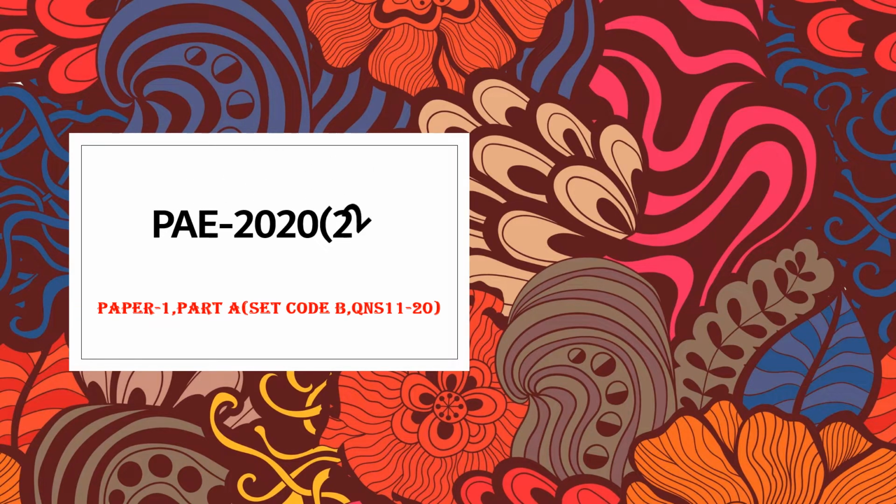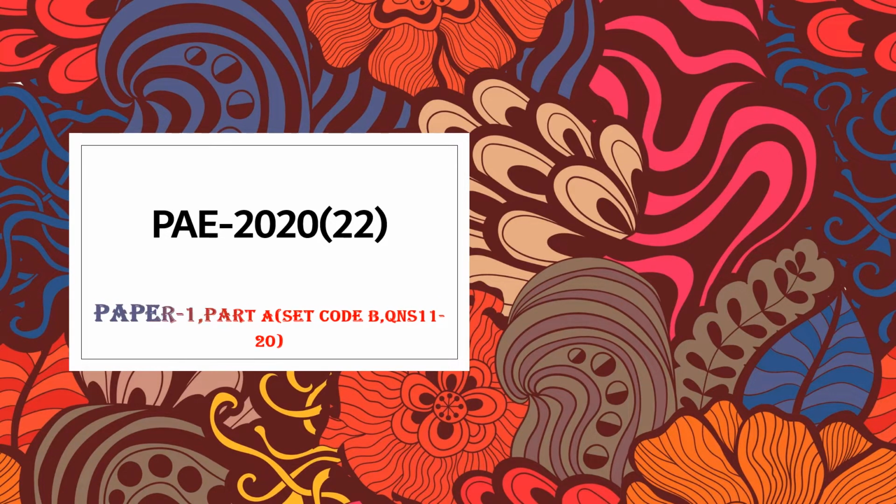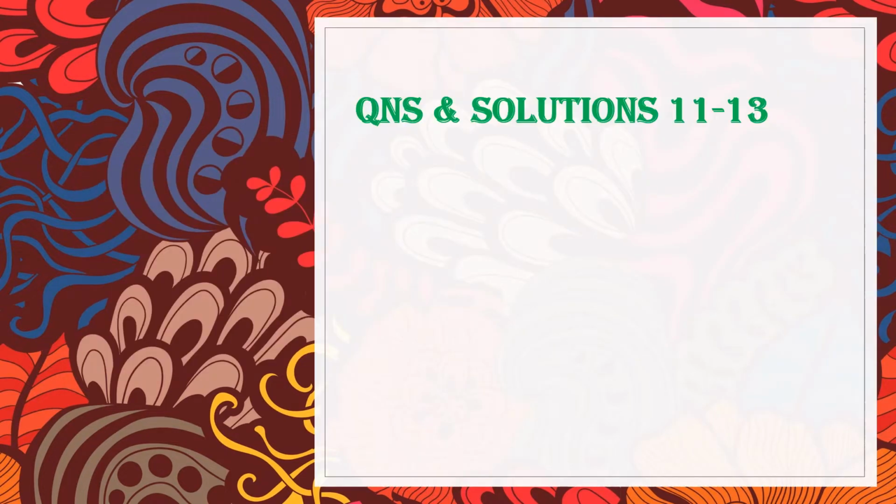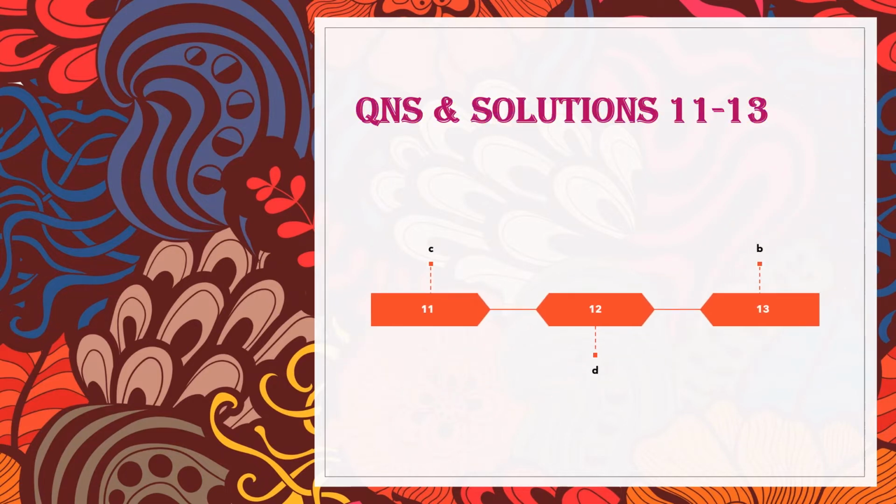So this is PAE 2022. Now, questions and solutions to question number 11, question number 12 and question number 13. So here we can see the correct option of question number 11 is option C. The correct option for question number 12 is option D. And the correct option for question number 13 is option B.